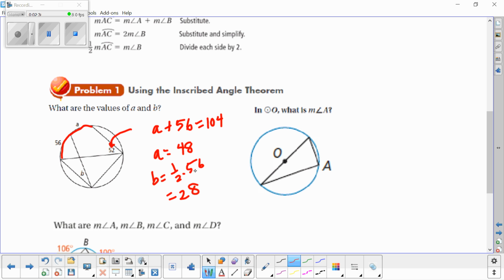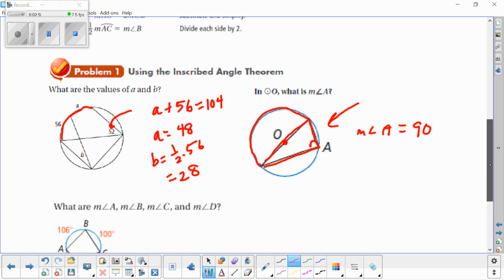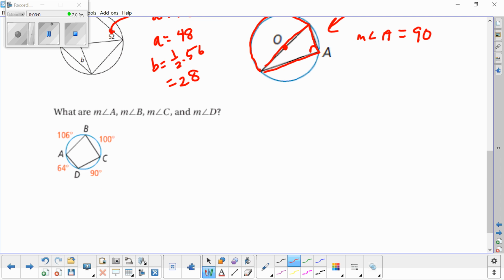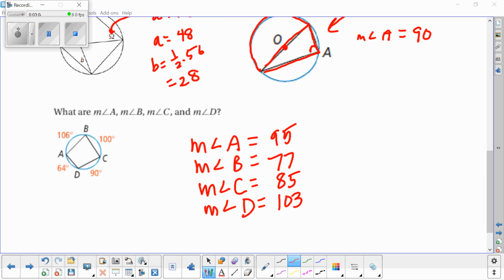All right. And then let's look at this here. It says, what is the measure of angle A here? Well, since this arc is 180 degrees, we know that because the diameter goes through the center, that means that this angle right here, angle A, is equal to 90. So any angle that you create using the diameter is a 90-degree angle because of this theorem. All right, you try one. See if you can find the measures of those four.